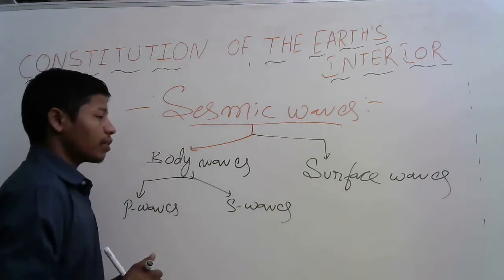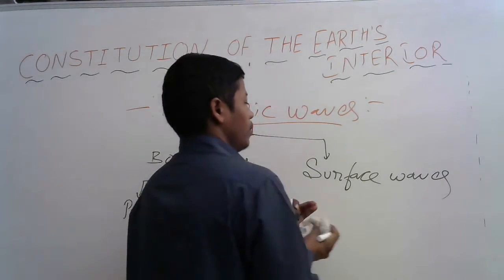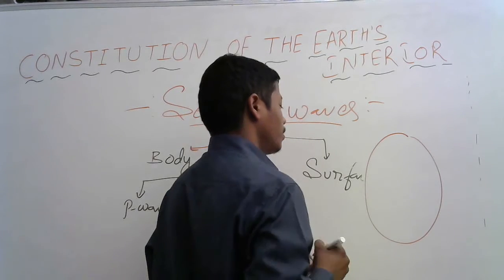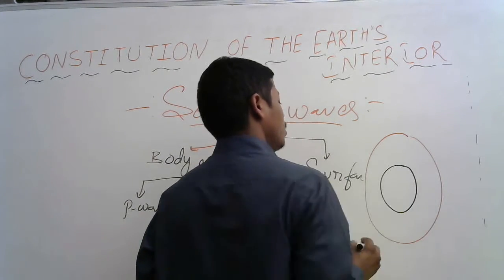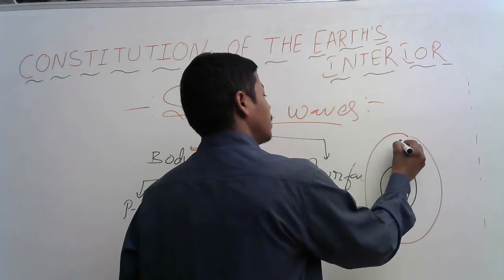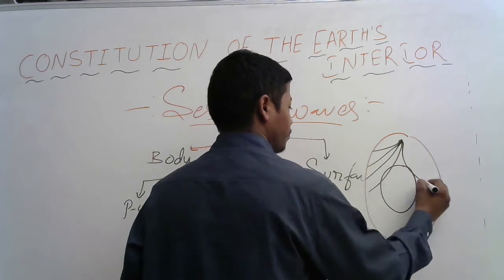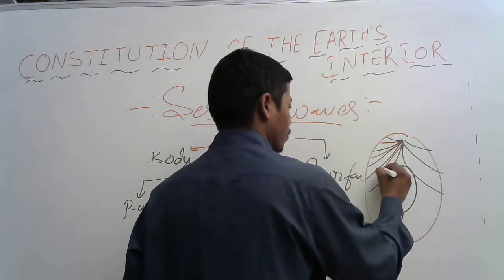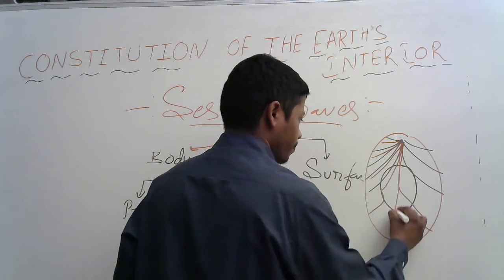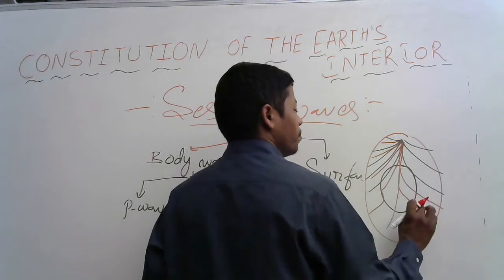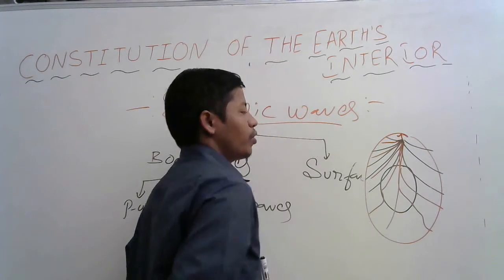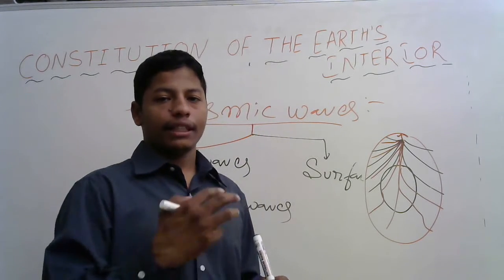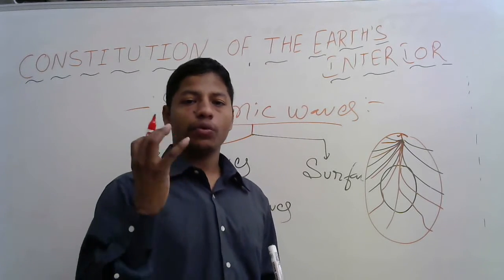Why are P waves and S waves called body waves? Because when an earthquake happens, P waves and S waves travel through the whole body of the earth. So this is called body waves. The word body means earth: crust, mantle, core. P waves and S waves travel through these three layers, the whole earth body.